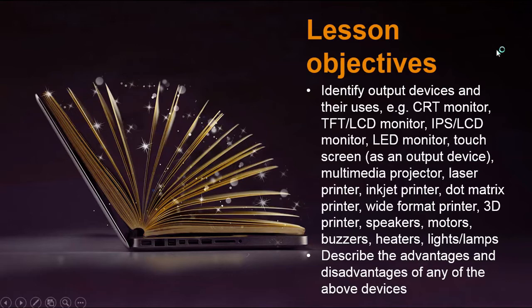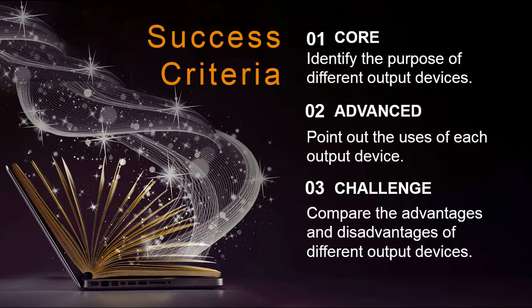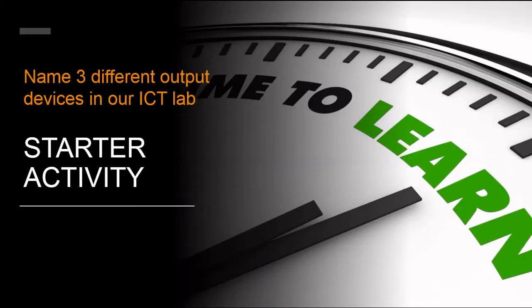In this lesson, we are going to identify the output devices and what their uses are. We are going to look at some monitors, some printers, some speakers and so on, and we will try to describe the advantages and disadvantages of the above. As the success criteria for this lesson, you should minimum be able to identify the purpose of different output devices, and then you should be able to point out the uses of each device, and as a challenge you should be able to compare their advantage and disadvantage as well.